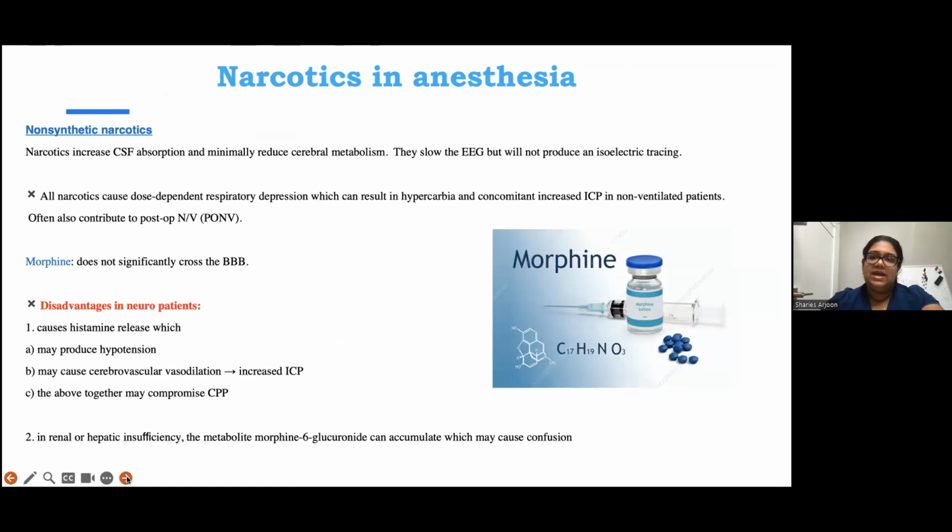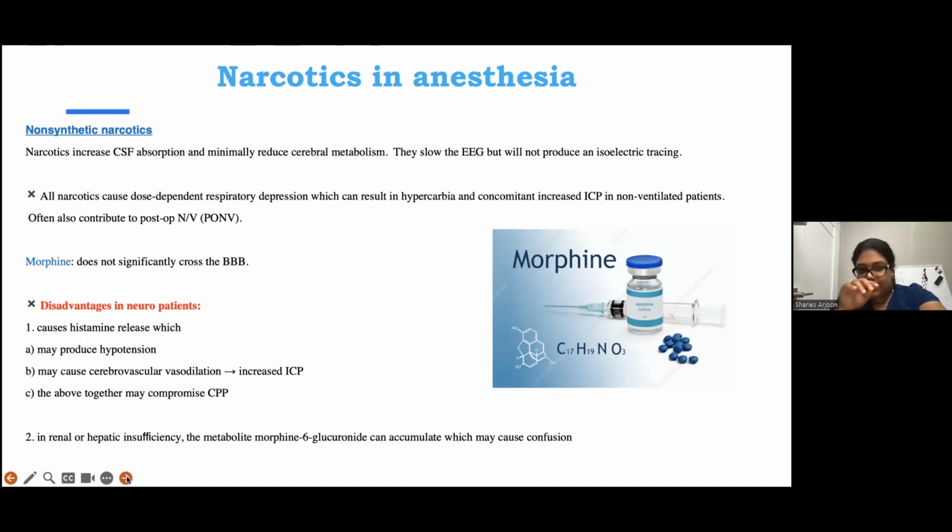So narcotics and anesthesia, these can be synthetic or non-synthetic. I'll start with the non-synthetic narcotics first. Narcotics increase the cerebrospinal fluid absorption and minimally reduce cerebral metabolism. They slow the EEG, but will not produce an isoelectric tracing. All narcotics cause dose-dependent respiratory depression, which can result in hypercarbia and a concomitant increase in ICP in non-ventilated patients, and they often also contribute to post-op nausea and vomiting.